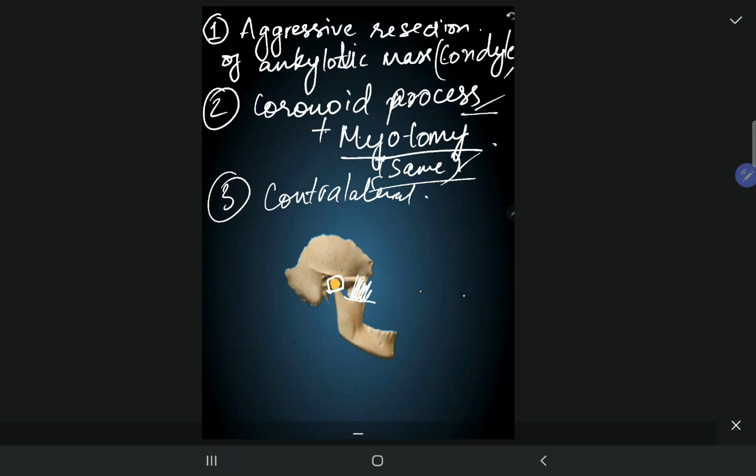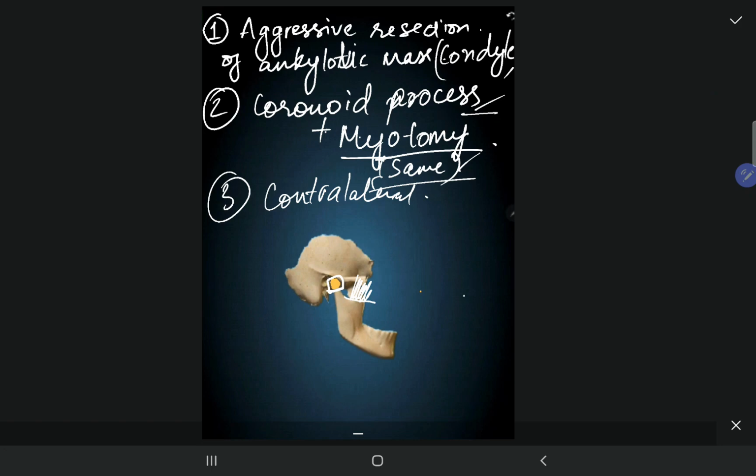Guys, why this extra step? Why are we removing the coronoid process and the muscle attachments like temporalis, masseter, medial pterygoid? Why are we stripping off these muscles? Why are we dissecting these muscles? Because in case of a long-standing ankylosis patient, we see that there is muscle fibrosis and there is coronoid hyperplasia. So in order to prevent that, we are removing the coronoid process as well.